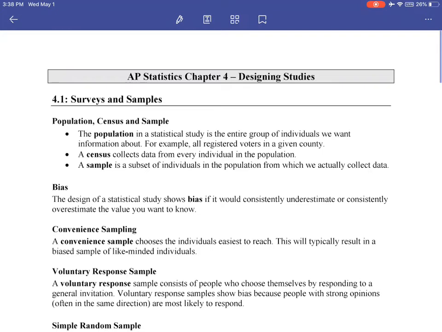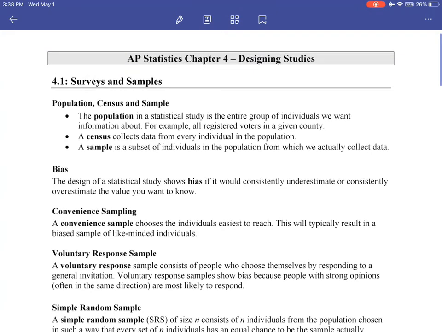Pretty much a guarantee that one of the free response questions is going to be dealing with designing studies. And then also you're probably going to see about 5 or 6 multiple choice questions about designing studies. So it's important that you really understand these concepts. And we've been talking about them all the way since second quarter, so hopefully you have a pretty good understanding of them by this point.